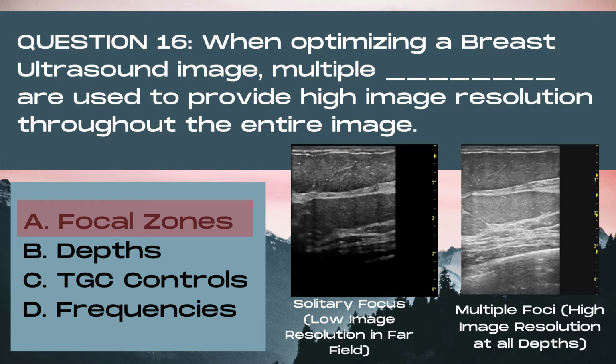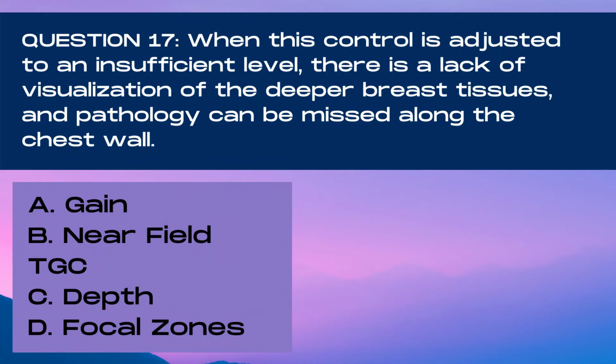When only a solitary focus is used, there's only high image resolution in that one zone of the breast tissue. Since many breast pathologies are subtle and small, it's crucial to have high image resolution in all zones of the breast tissue. Therefore, at least 3 or even 4 foci should be used to ensure high image resolution at all depths in the breast tissue, with the lowest foci being placed at the lowest edge of the breast tissue or at the pectoralis muscle.